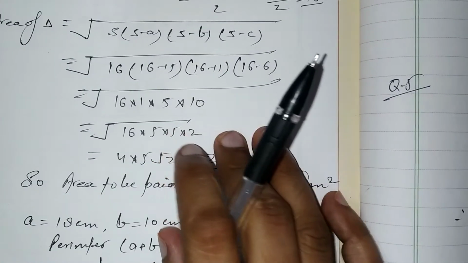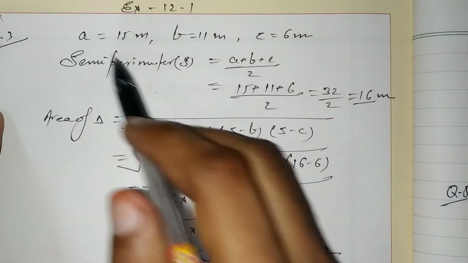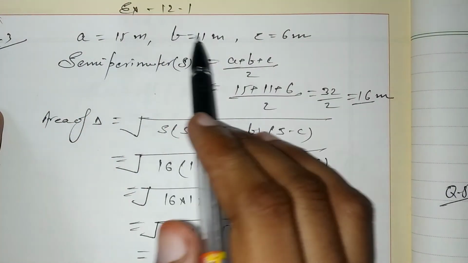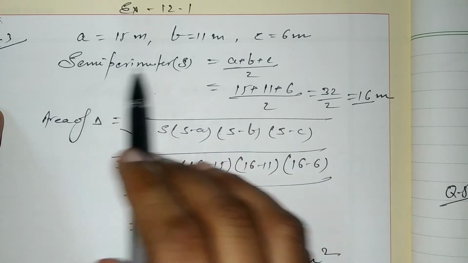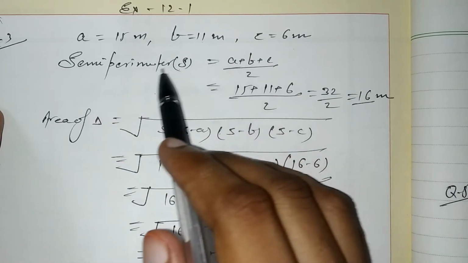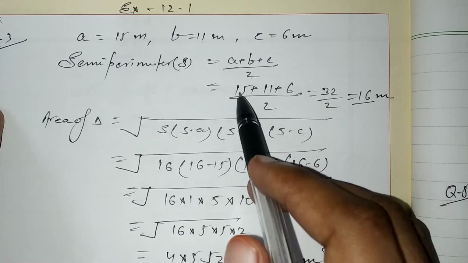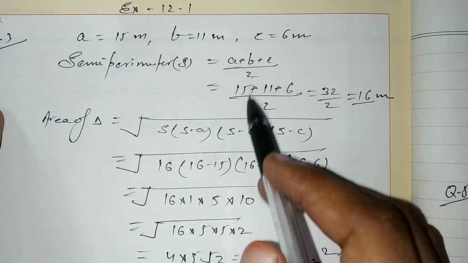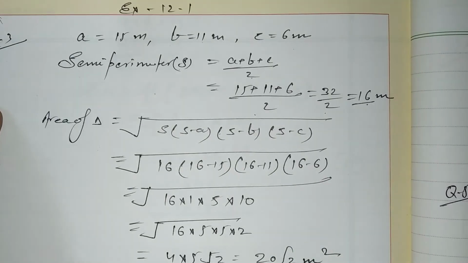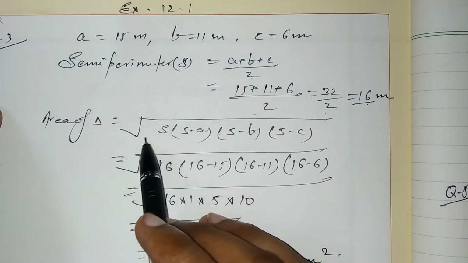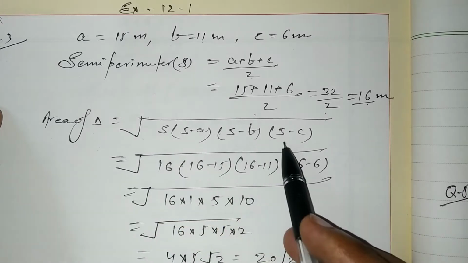You can see here that we are given sides a, b, c: 15, 11, 6. First of all, for finding the area, find the value of s, means find the semi-perimeter: (a plus b plus c) upon 2, that is (15 plus 11 plus 6) upon 2 equals 32 upon 2, means 16. So area of triangle, you know the formula, under root s(s minus a)(s minus b)(s minus c).